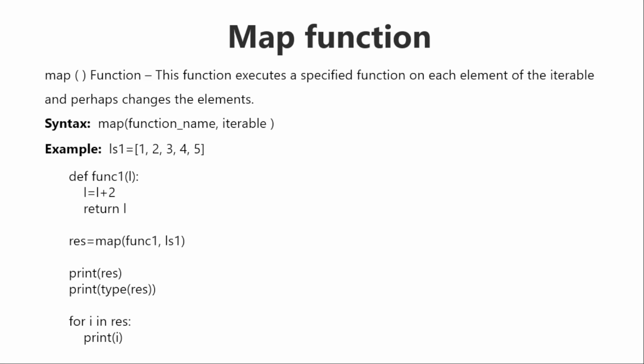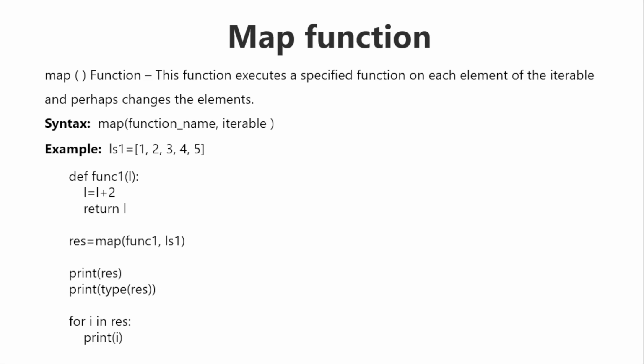So map function executes a specified function on each element of the iterable and perhaps changes the element. Like, map function is used to execute a particular function over the iterables and perhaps results in the changes of element. So the syntax is map function name comma iterable. So iterable can be list, tuple, string, anything.